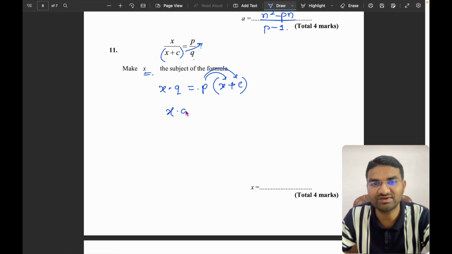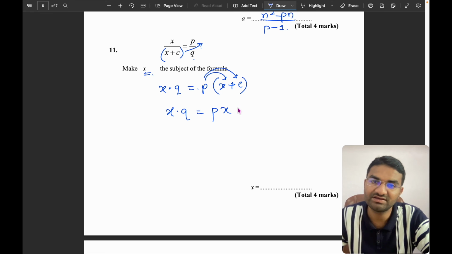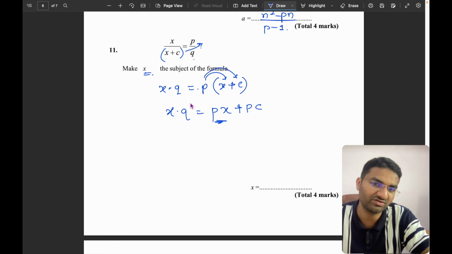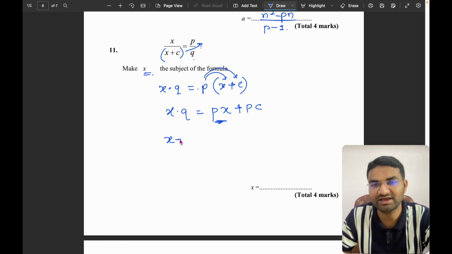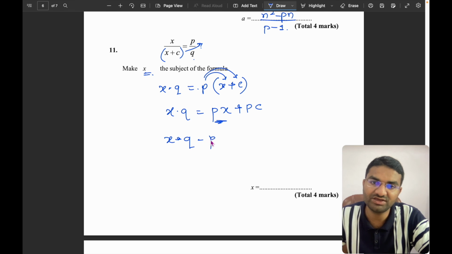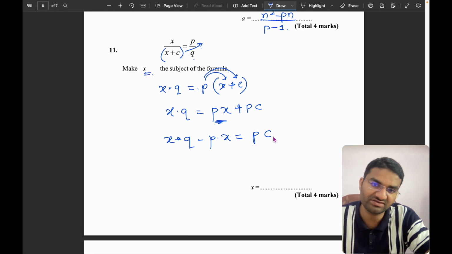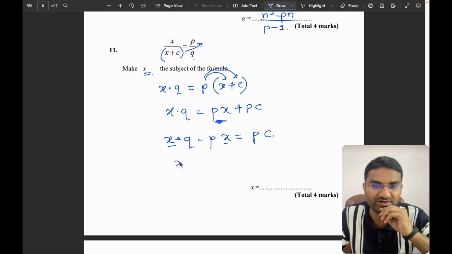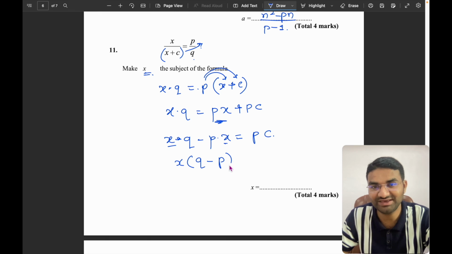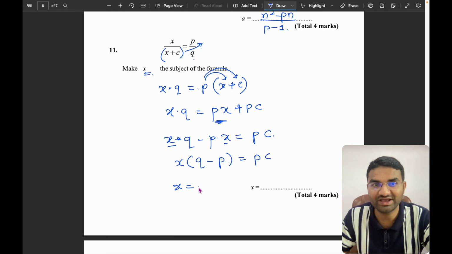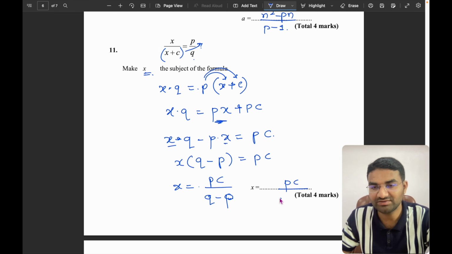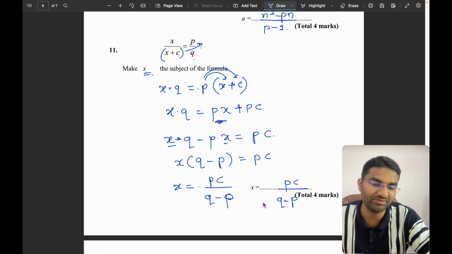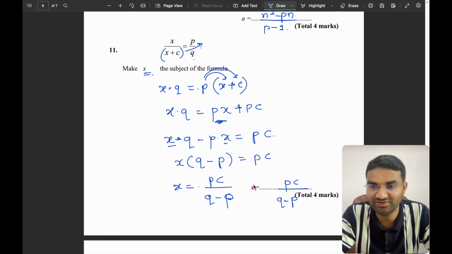Okay, x times q is equal to px plus pc, then transfer this to the left hand side. Here x times q minus p times x is equal to pc. Take x common because for both terms you have x. So x times q minus p is equal to pc, and x you will get pc over q minus p. That's it. Fine. So pc upon q minus p will be the answer for x, right?